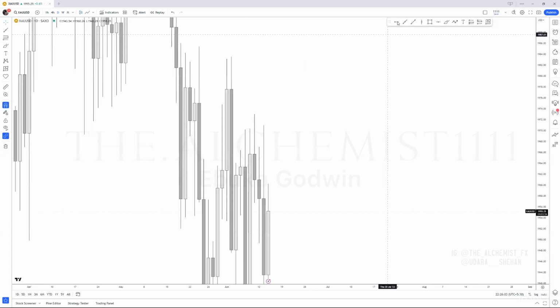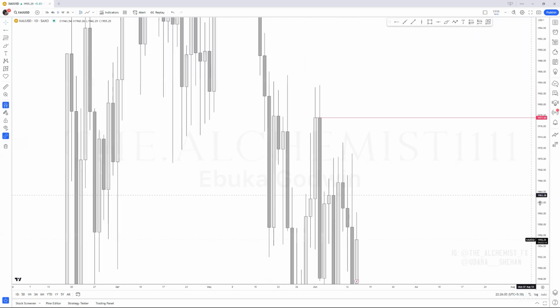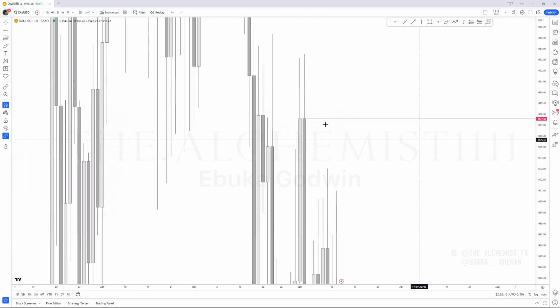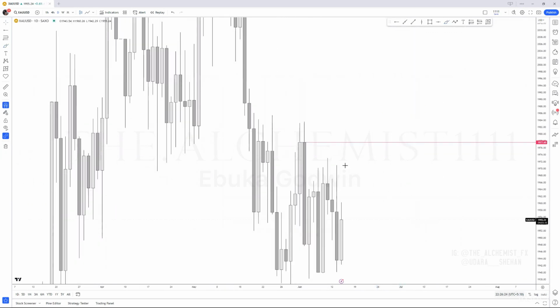Okay, so let's say there's a resistance. Let's say today it closed a pip below this. This is 1977.60, and let's say the market closes at 1977.59. No problem. That is still a rejection. But that rejection has to be followed by a breakout on a lower time frame, one time frame lower, for you to trust the rejection completely. Can you understand that? Okay, perfect.